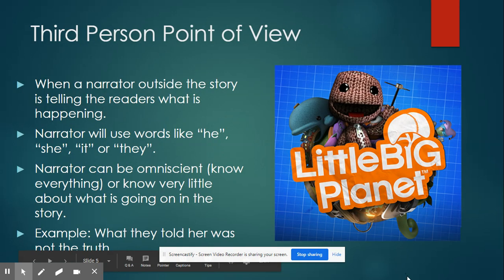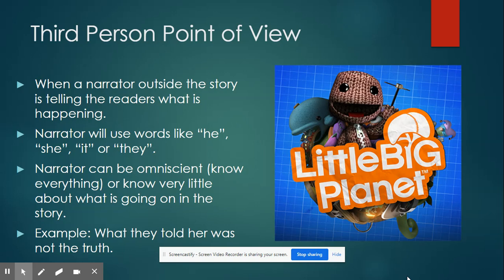Third person is when a narrator outside the story is telling the readers what is happening. So the story is going on and someone is watching something happen. The narrator will use words like he, she, it, or they. So keep that in mind. The narrator can be omniscient, which means they know everything, or know very little about what is going on, which is called a limited narrator.